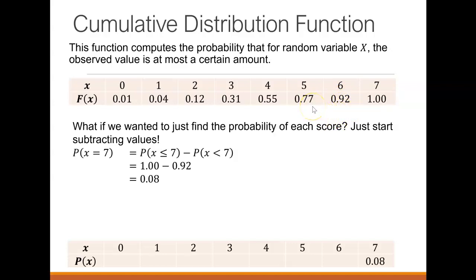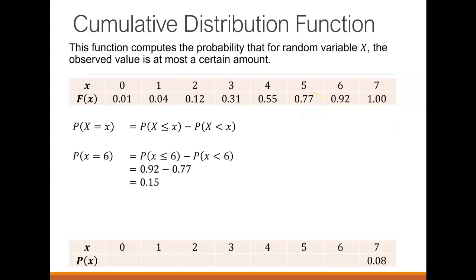0.92 minus 0.77, right? What's the probability of getting a 5? 0.77 minus 0.55. What's the probability of getting a 4? You mean 14? Oh, 24? It is 24. I screwed it up earlier, huh? Arithmetic is hard, guys. Yeah.